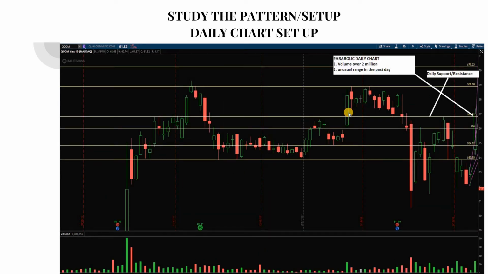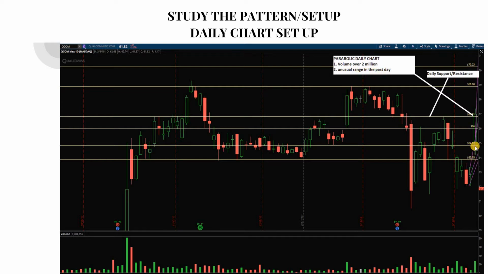And as I mentioned to you guys, the daily chart is very important. So the 1 minute, I showed you guys the 1 minute. Now the daily, this is the pattern that I want to see in my scanners, right? And I want to see the same thing over and over again, and that is a parabolic daily chart, right? With volume over 2 million, and unusual range in the past day.